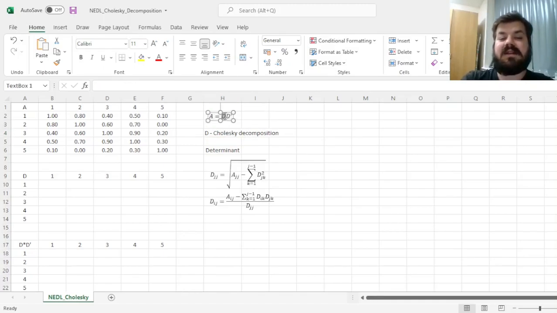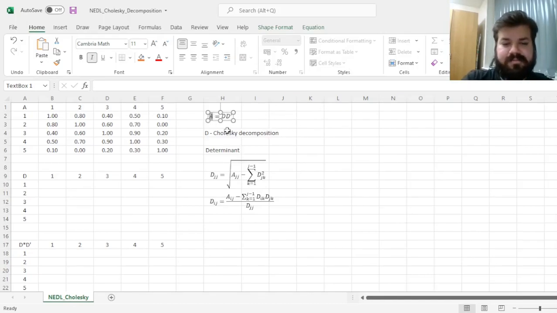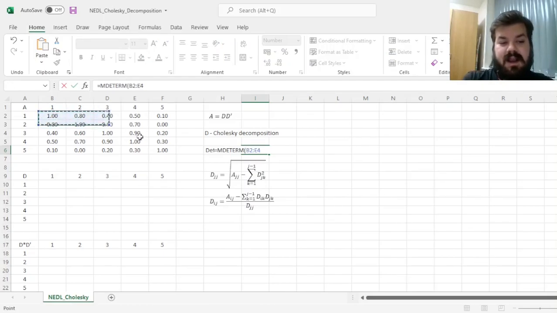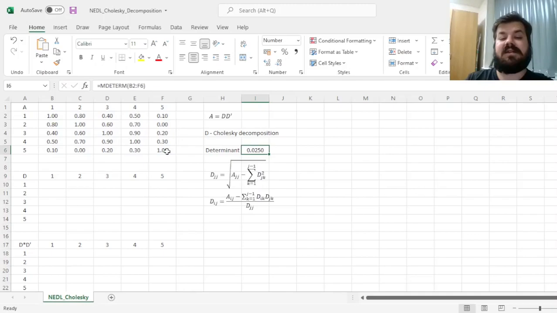We need to find such a matrix D that when multiplied by its transposed matrix, we get back our input matrix A. And there are some requirements that are put onto this Cholesky decomposition matrix, this square root extension in the matrix world, if you wish. And just as we cannot, at least when we're using real numbers, take square roots of negative numbers, we need the determinant of our initial matrix A to be positive. And we can easily verify it by using the MDETERM function in Excel and see that the determinant is indeed positive, meaning that we can proceed with our operations.